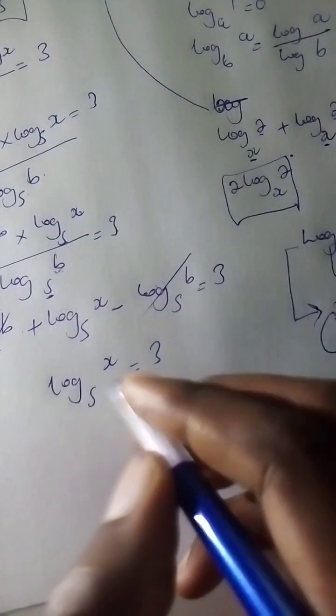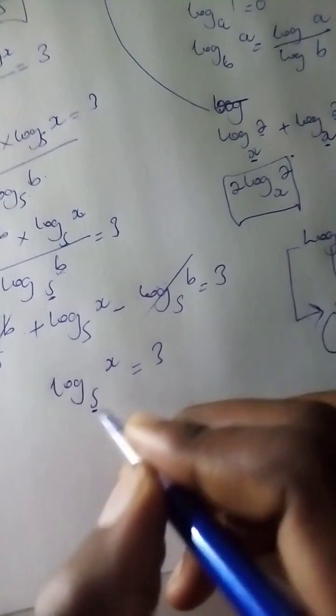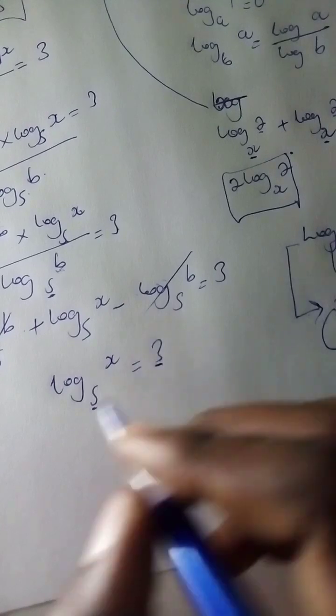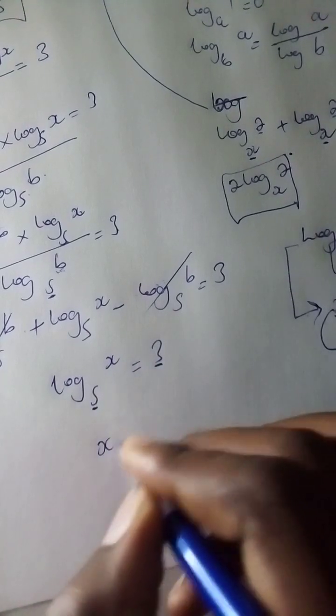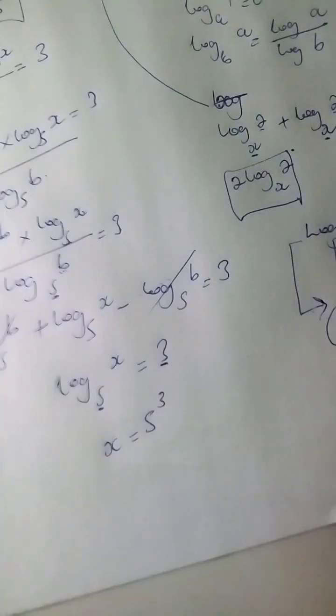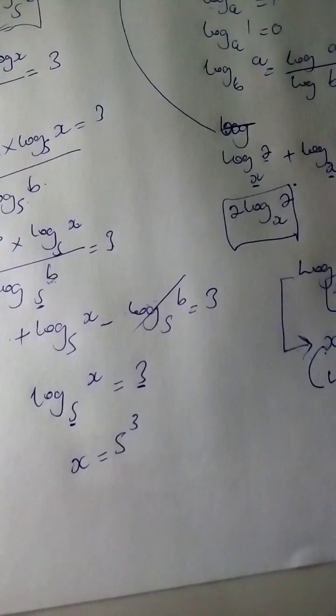So now this means that from here, our base is this, and our equated term is this. So now this means that our exponent is this. This is our base. So x is equal to 5 cubed. So this is our final answer. So you see, it's very important that you understand the laws. It's very important that you remember how to apply them.